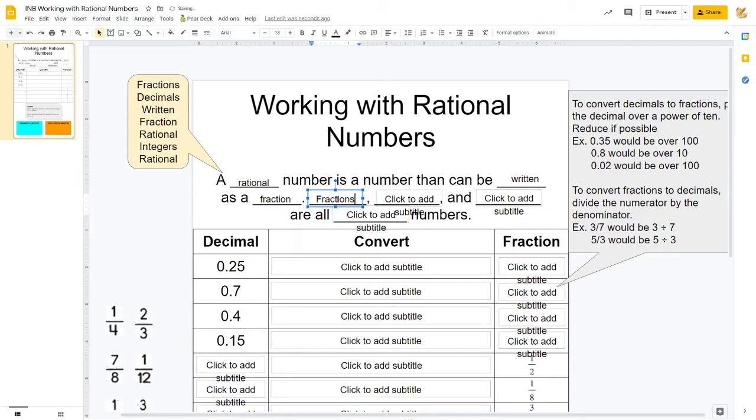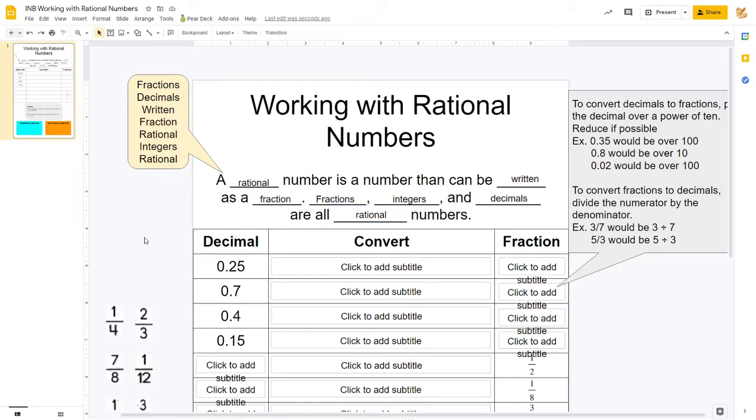Fractions, integers, remember integers are the negative numbers. And decimals are all rational numbers. Now, when we say decimals, we're just talking about those two decimals in particular, the terminating decimals and the repeating decimals.